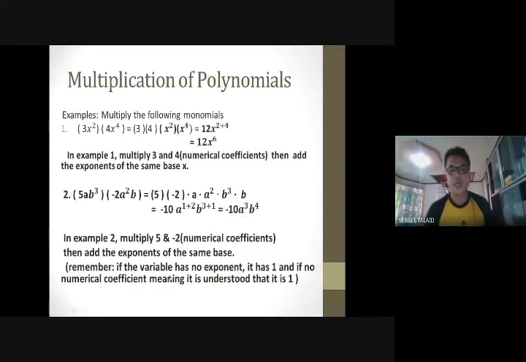Remember, if the variable has no exponent, it is understood that it has an exponent of 1. If there is no numerical coefficient written, it is understood that it is also equal to 1.